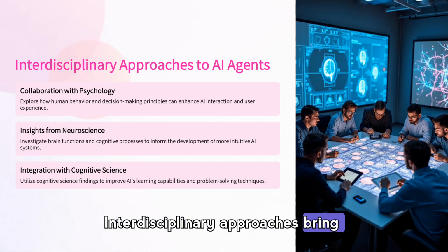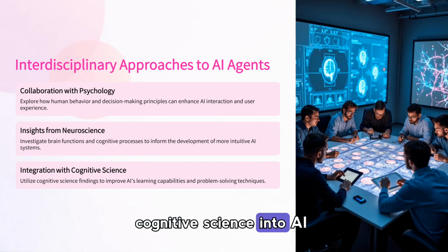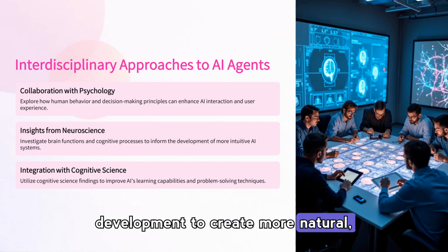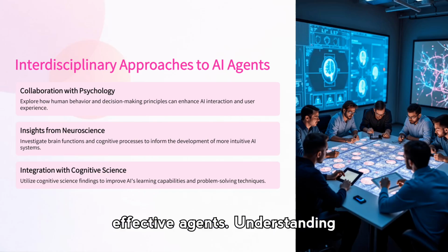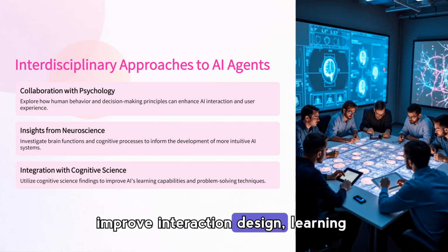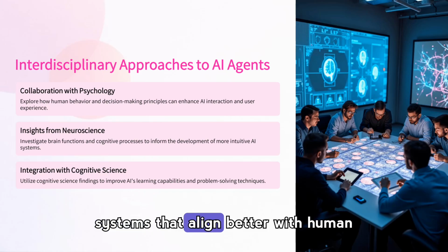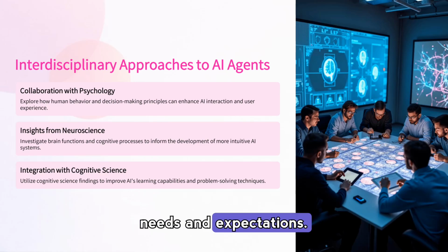Interdisciplinary approaches bring psychology, neuroscience, and cognitive science into AI development to create more natural, effective agents. Understanding human behavior and cognition helps improve interaction design, learning algorithms, and problem-solving techniques, ultimately producing systems that align better with human needs and expectations.